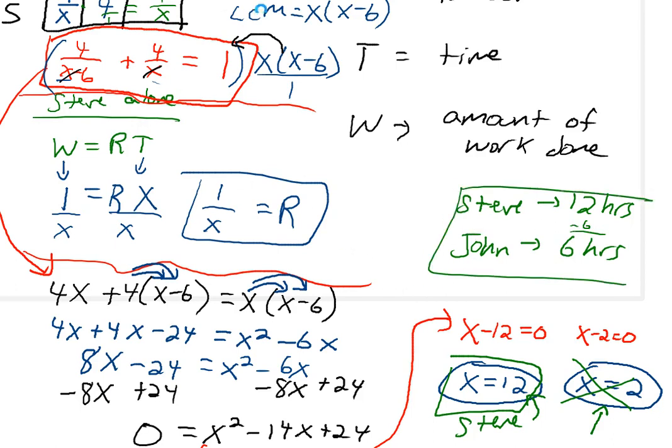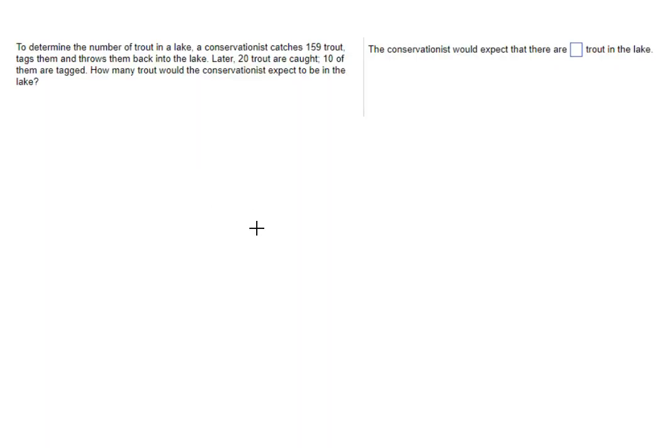Okay. Got a couple more word problems, I'm afraid, but this one's not too bad, actually. I'm sorry if it's hard to read. I should have zoomed in a little bit more than I did. I'll read it to you. To determine the number of trout in a lake, a conservationist catches 159 trout, tags them, and throws them back into the lake. Later, 20 trout are caught, 10 of them are tagged. How many trout would the conservationists expect to be in the lake?